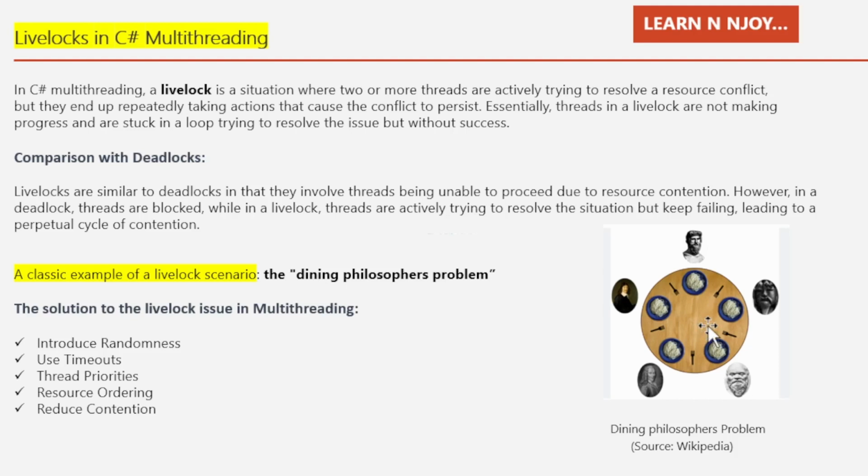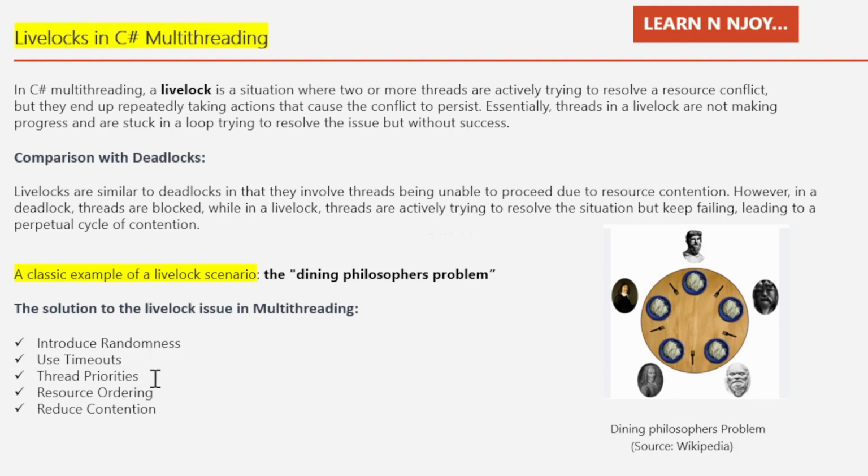So how do we solve the livelock issue in multithreading? Here are some key strategies we can use. Number one, introduce randomness. In our example, if the philosophers introduce a bit of randomness in their actions, they might eventually make progress by grabbing both forks. Number two, use timeouts. If a thread can't acquire a resource within a certain time frame, it can choose to release any resources it holds and retry later.